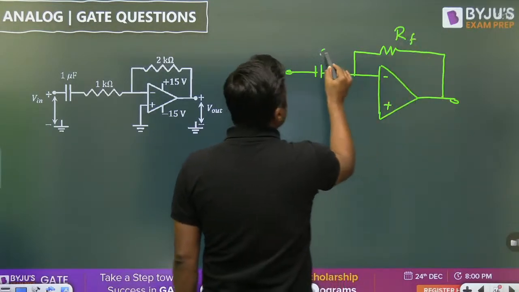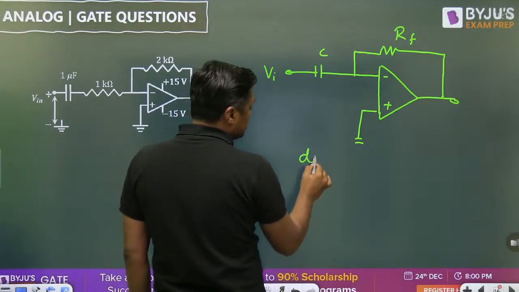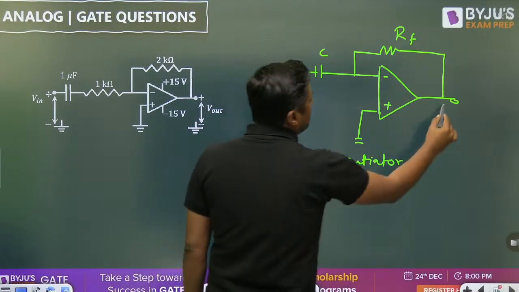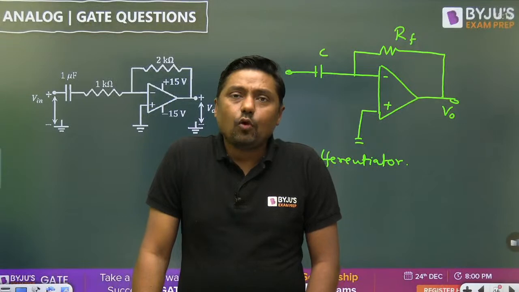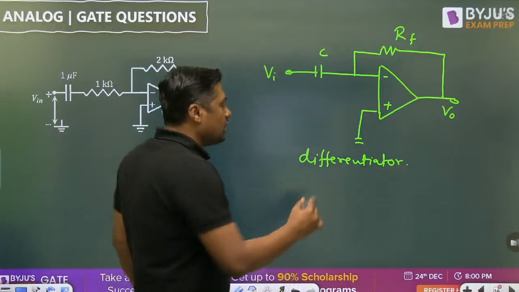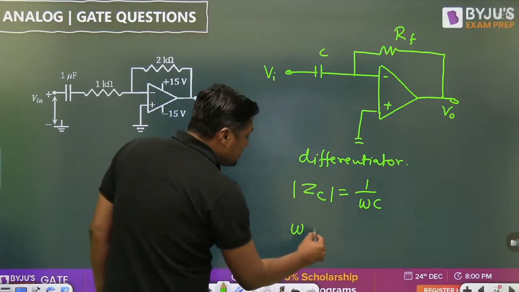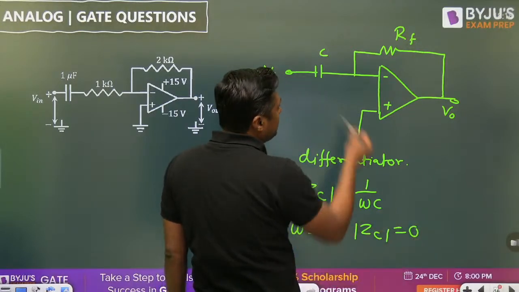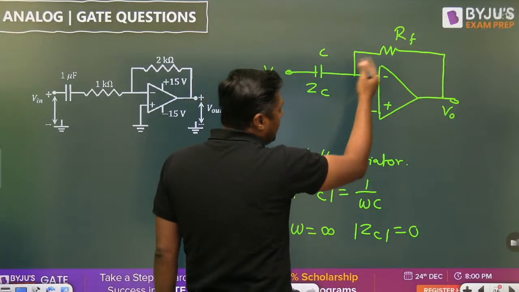This is RF, this is C, and here we are giving the input. It is nothing but a differentiator. But what is the problem with this circuit? For DC the capacitor acts as an open circuit, and for infinite frequency, what is the impedance of the capacitor? 1 by omega C. When the frequency is infinity, ZC will become 0. What is the gain of the system?